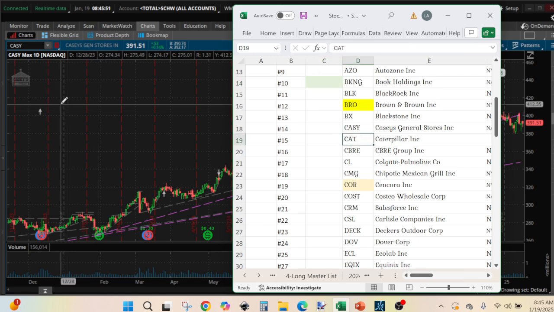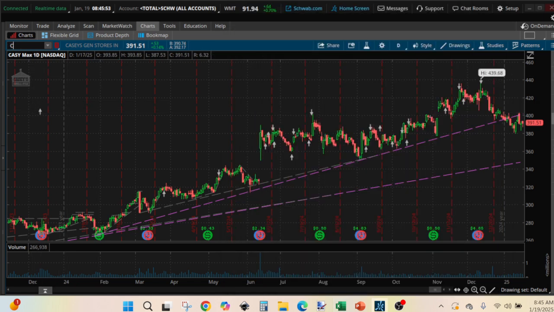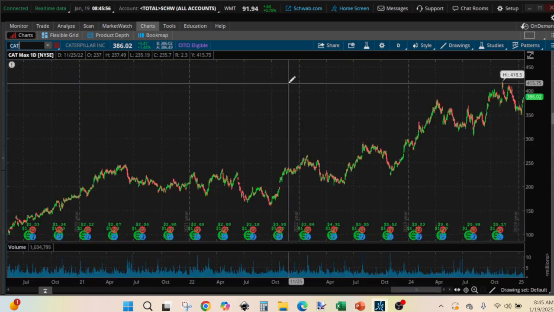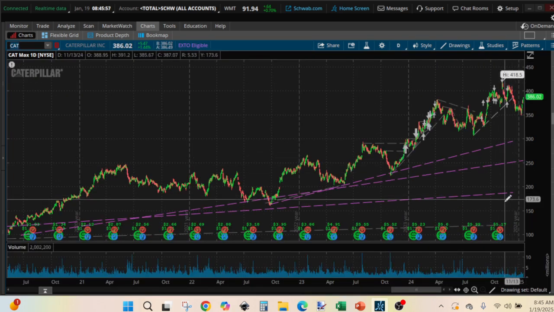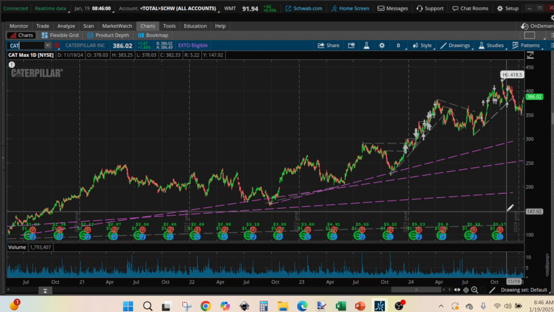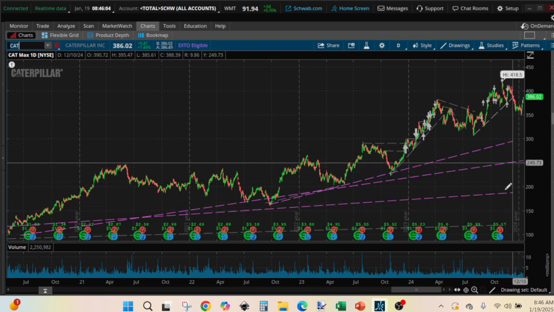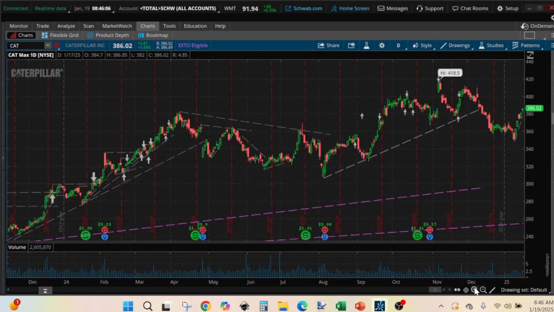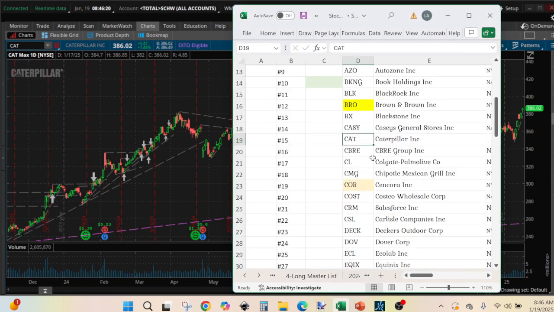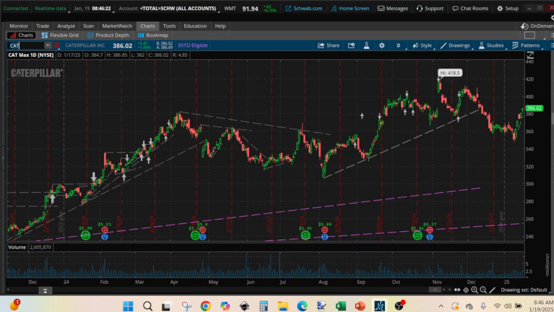The next one is CAT. CAT, we have three uptrend lines here to buy at. Two are close to each other, so we can just say that we have two uptrend lines. But right now it's nowhere near them. It's uptrending here, and the past 2 days that the market was open, the price went up those 2 days. The next one is CBRE.